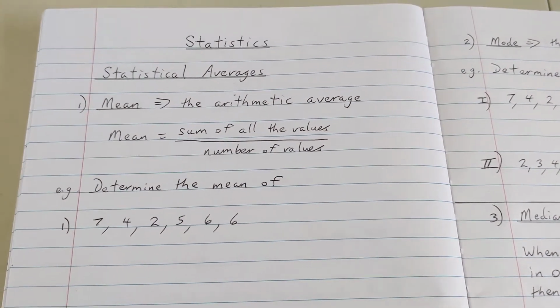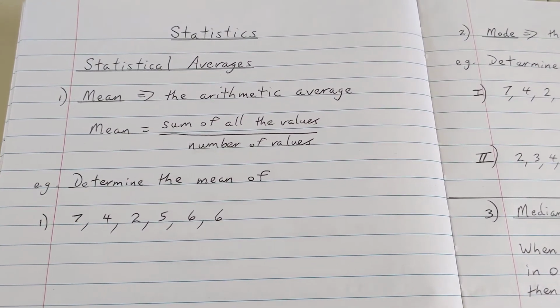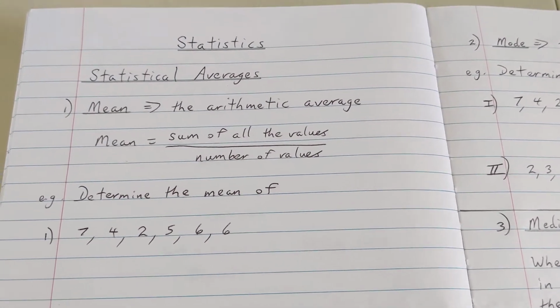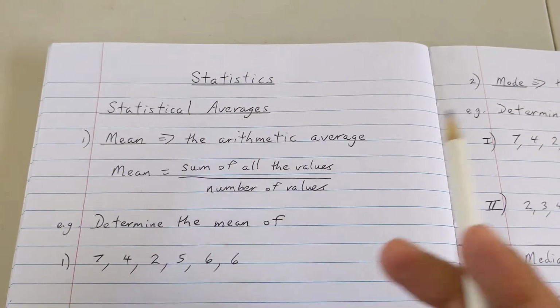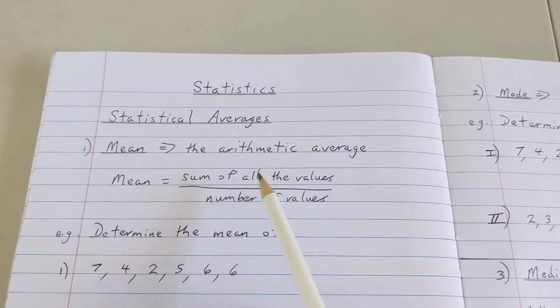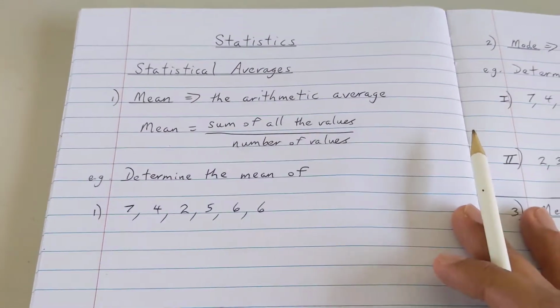So the mean is what we normally consider average to be, which is what we normally do when you get your end of term test. We add up all the marks that you get and divide it by how many subjects you did. So we call the mean the arithmetic average. And how we get the mean, again, we add up all the numbers, sum up all the values, and however many numbers we add up, we divide by that to get the mean.